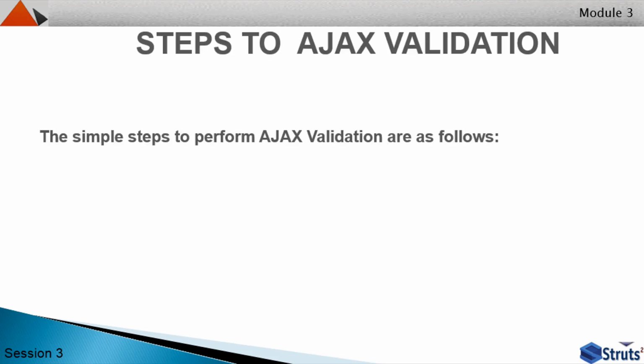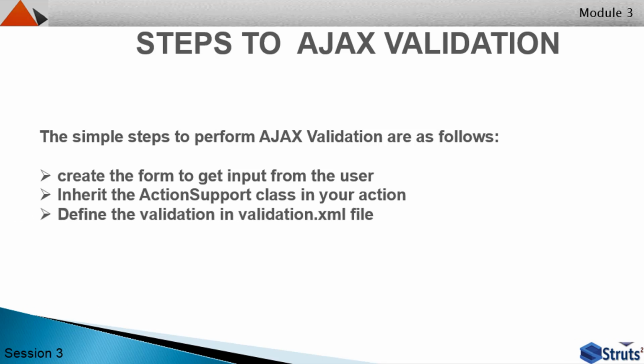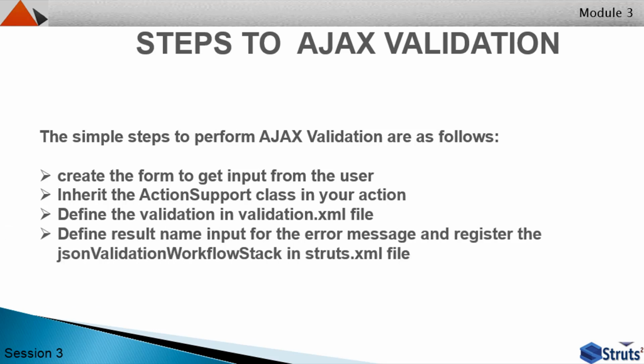Steps to perform Ajax validation. The simple steps to perform Ajax validation are as follows. Create the form to get input from the user. Inherit the ActionSupport class in your action. Define the validation in the validation.xml file. And define result name input for the error message and register the JSON validation workflow stack in the struts.xml file.